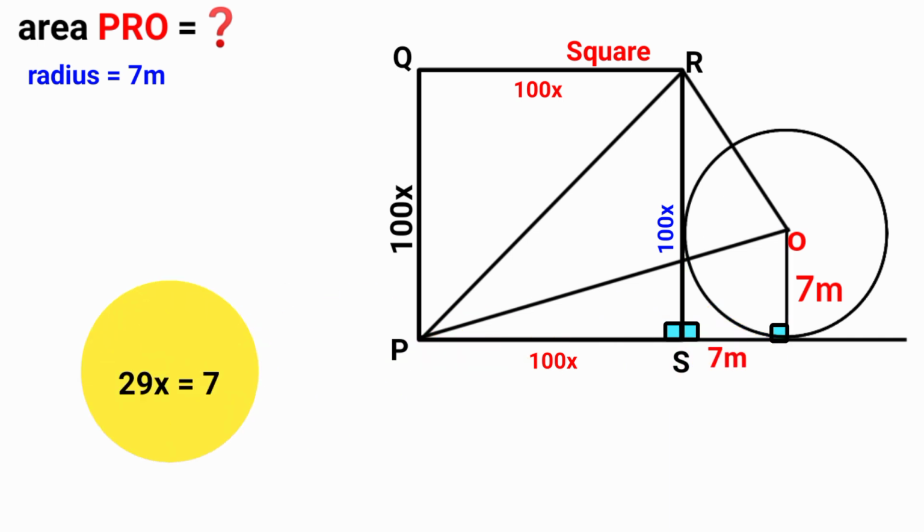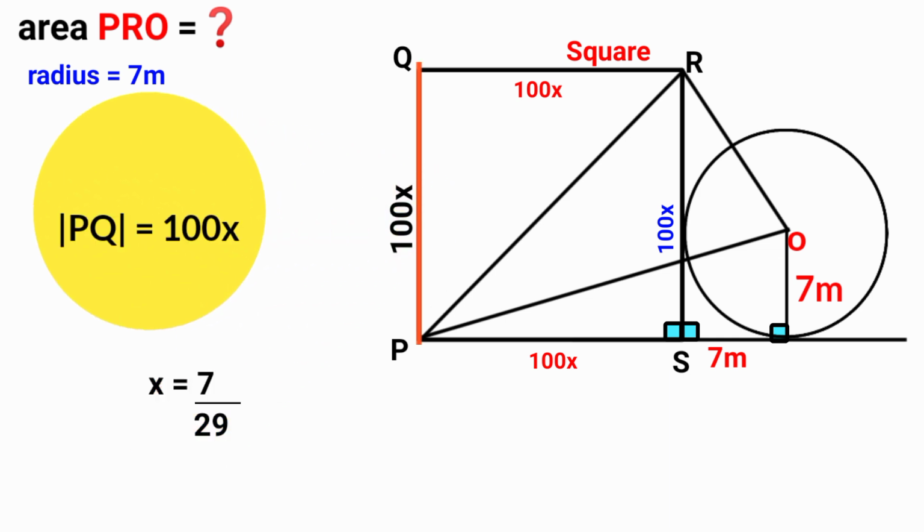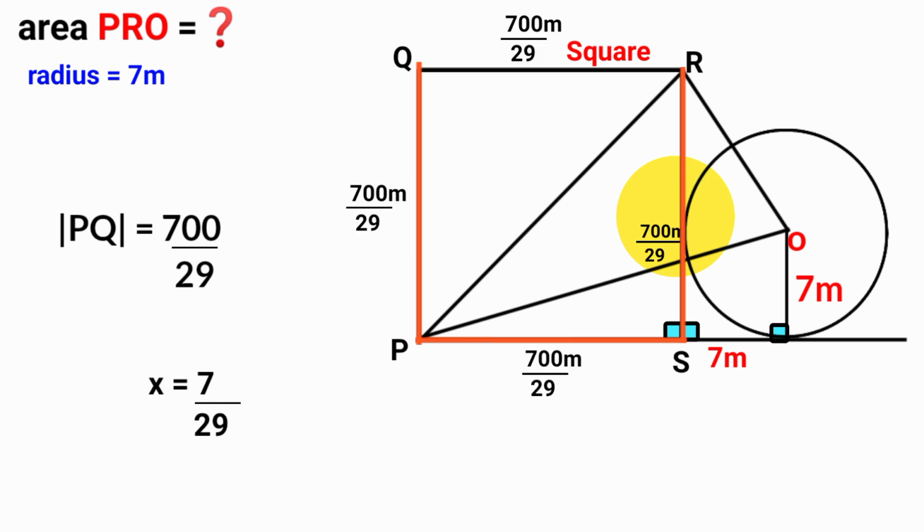Now from this 29x equal to 7, divide both sides by 29. Here 29 cancels 29. So x equal to 7/29. The length of this side PQ is 100x. So line PQ equal to 100x. We have the value of x here to be 7/29. So line PQ equal to 100 times 7/29. 100 times 7 over 29 is 700 over 29. So line PQ equal to 700 over 29. That is, the length of this side, this and this each is 700 over 29.